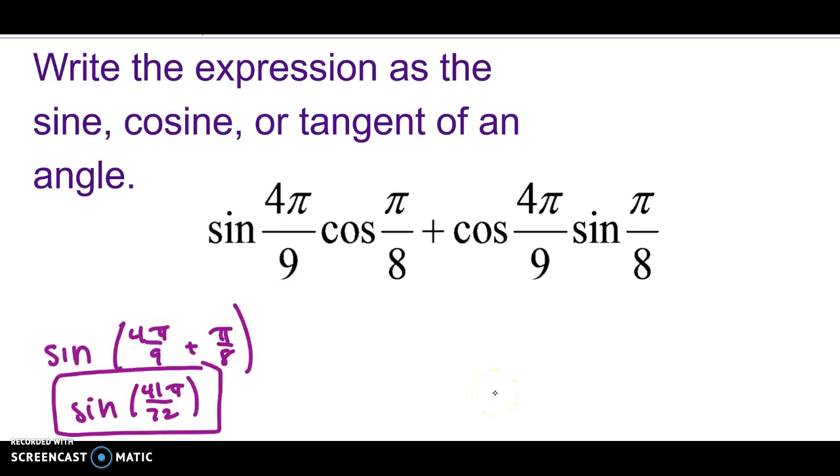Okay, so I was just looking at the pattern and then looking at my sum and difference identities, and I recognized right away that this looks like the sum of sine identity. So then it's the sine of 4 pi over 9 plus pi over 8, which I can actually combine together, and I got the sine of 41 pi over 72.